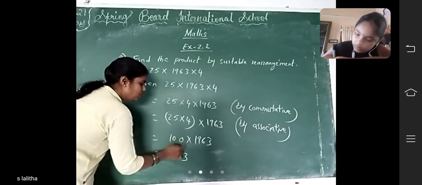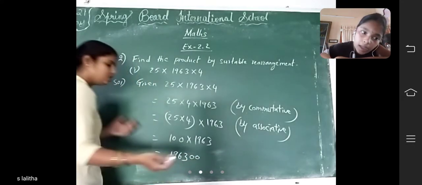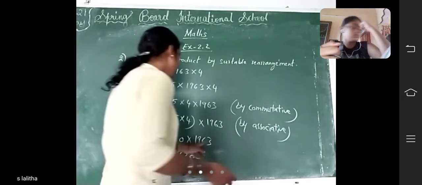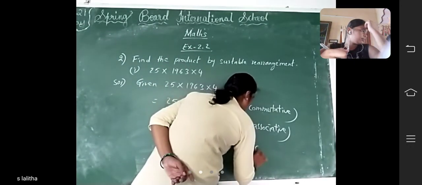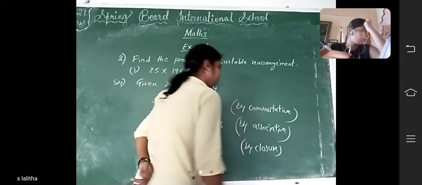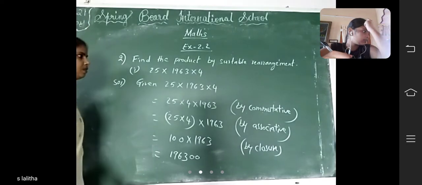It's very easy now how to do the multiplication. 1963. Here 2 zeros are there. You have to write the 2 zeros directly. Did you understand? So which property is it? By closure. Come on, do.